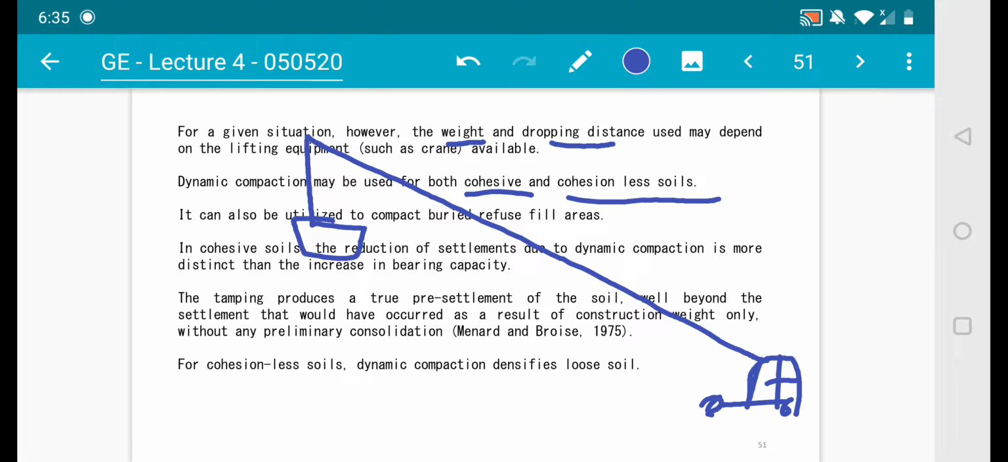In cohesive soils, the reduction of settlement due to dynamic compaction is more distinct than the increase in bearing pressure. The tamping produces a true pre-settlement of the soil well beyond the settlement that would have occurred as a result of construction weight only, without any preliminary consolidation. Now this statement is by Menard and Boyce in 1975. For cohesionless soils, dynamic compaction densifies loose soil.